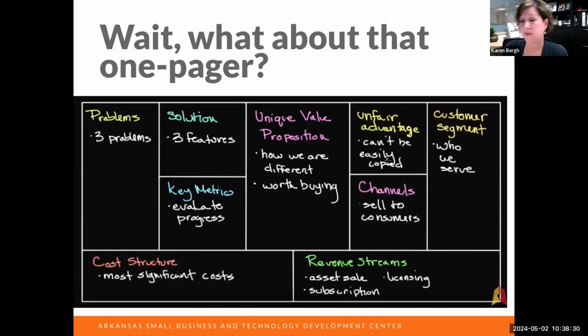And then unfair advantage. What is it that you can't be copied? I mean, what's so special? It's that secret sauce, and it's hard to define sometimes, but that's brand related, right? And then customer segment. Who is your real customer? And that's not just the one you wish it was. That's the one who has the ability and the desire to pay you for it.